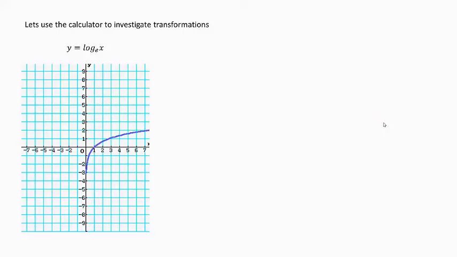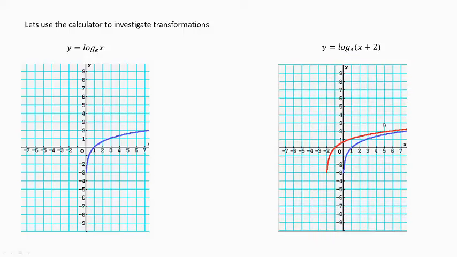Now we're going to look at the next transformation. What if I do this graph, y equals log e to the x plus 2? Notice the x plus 2 is inside the brackets this time, not outside. So we've still got our standard y equals log e to the x graph. And when I draw this new graph, what do you notice?